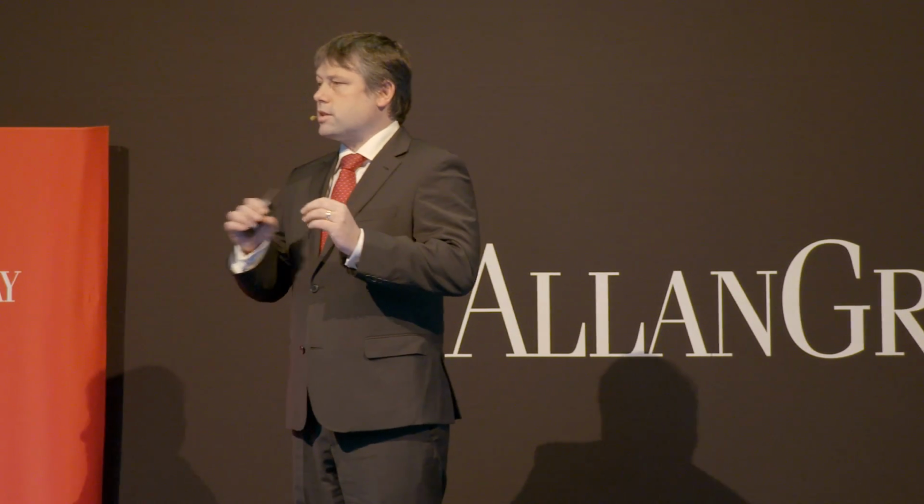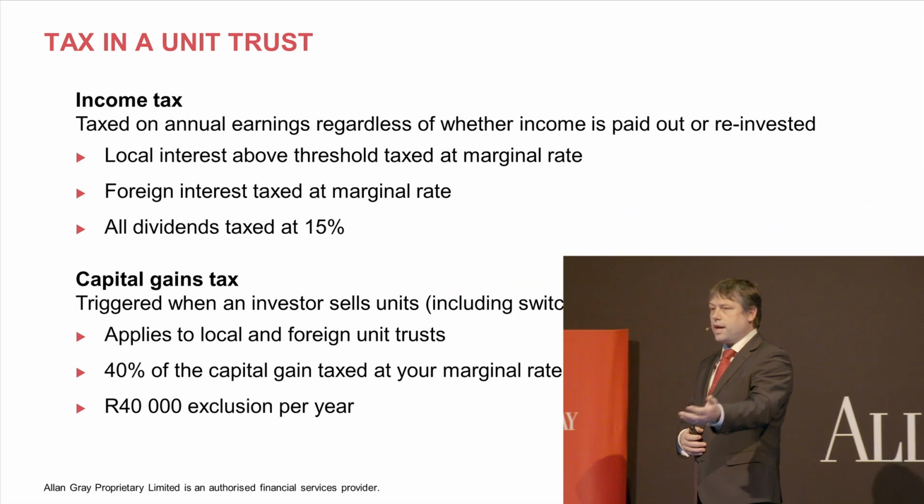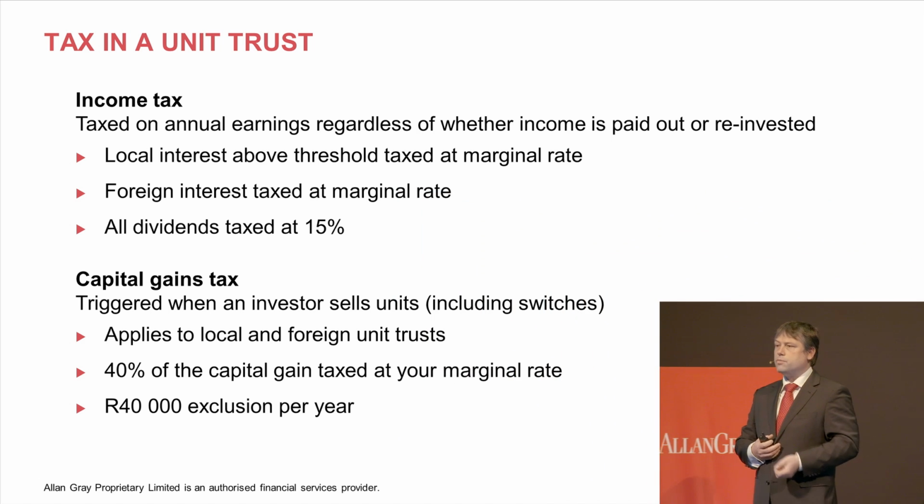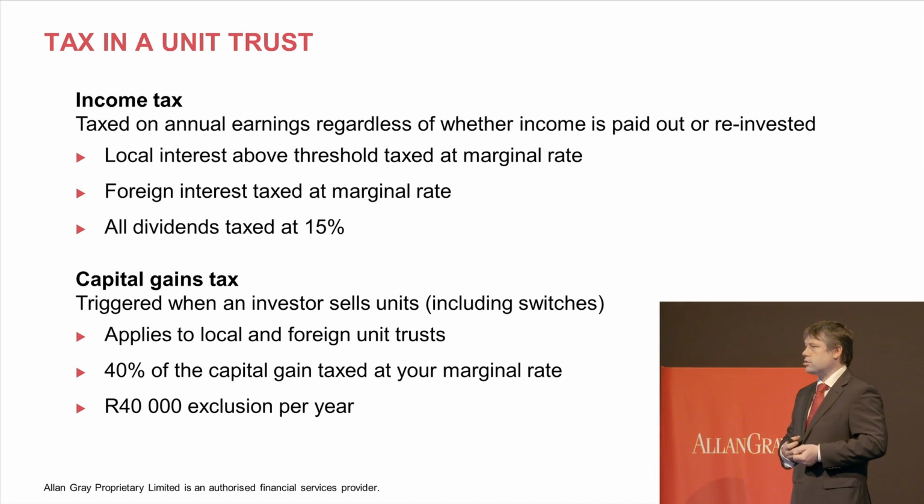In order to talk about tax, I think we should start by just discussing very briefly how tax works in the basic unit trust. We can then compare the other vehicles and say, well, how do they differ? So in a basic unit trust, you pay two kinds of tax. You pay income tax and capital gains tax.